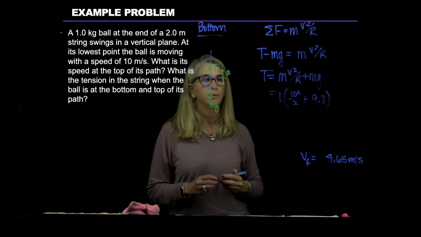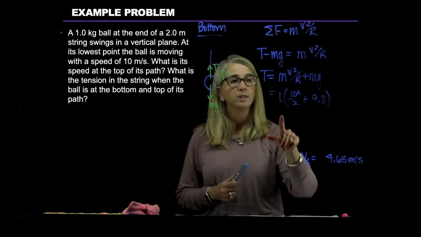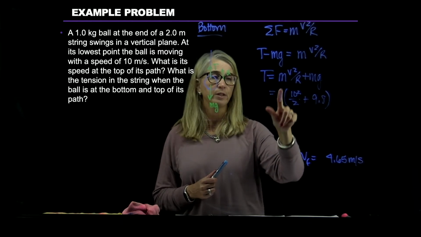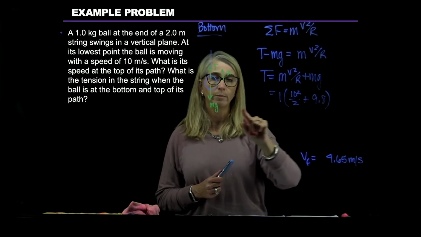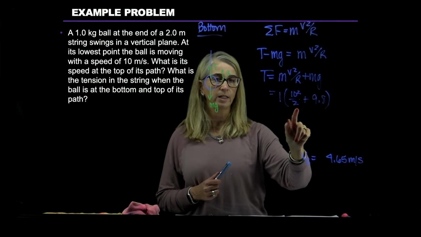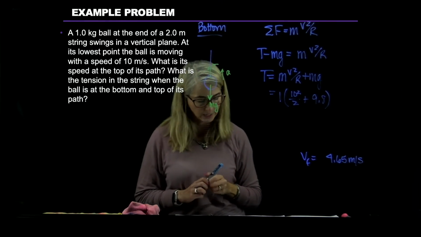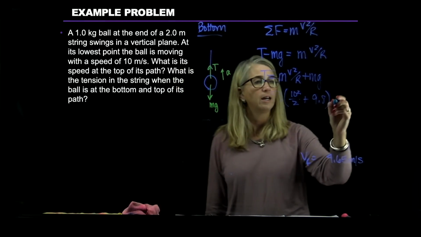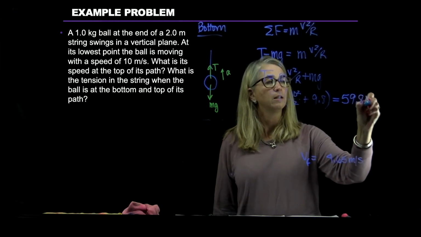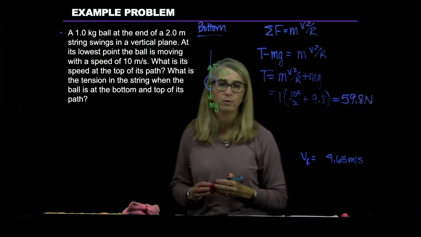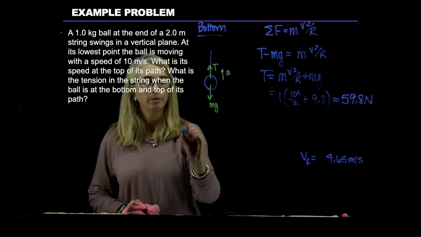So I'm going to solve for tension because that's what they want me to find. I factored out the mass because it was in both terms. This is v squared over r. At the bottom, the speed was 10 meters per second. The radius is r. And here I would have gravity, which is 9.8. If I solve for that, I get a tension of 59.8 newtons. And so that's at the bottom. Let's look at the top.